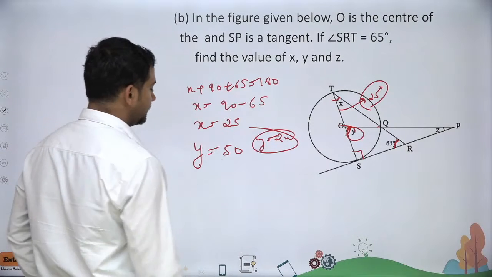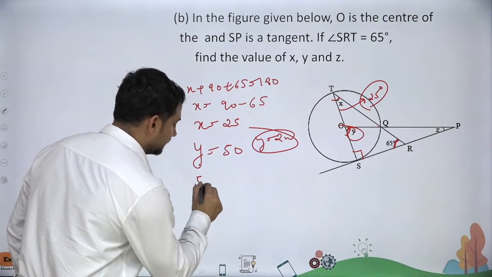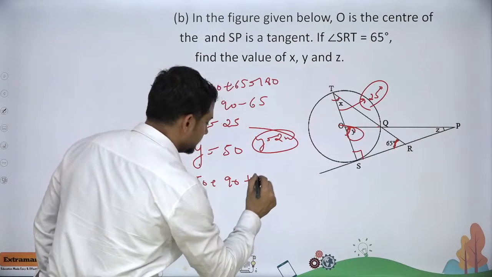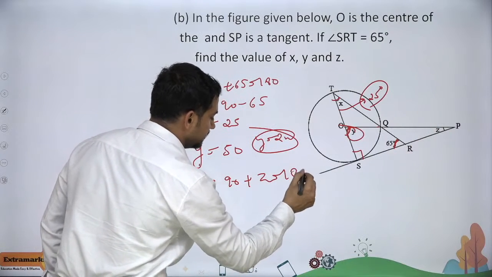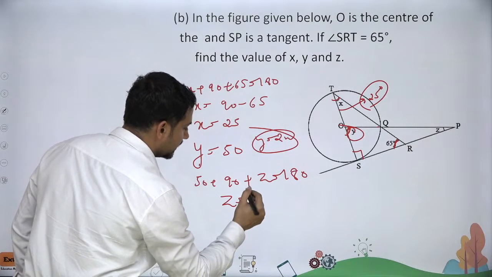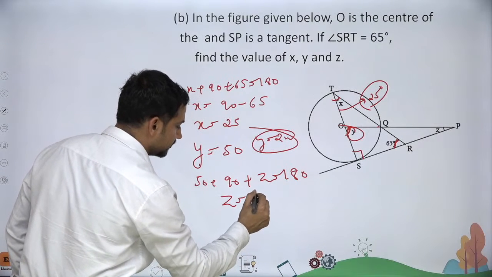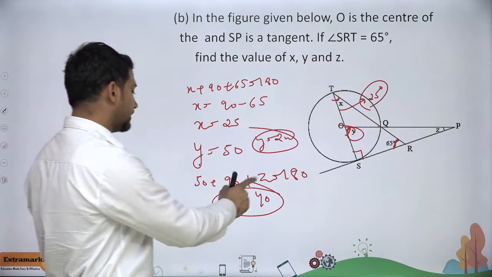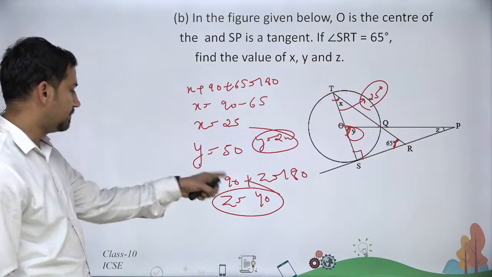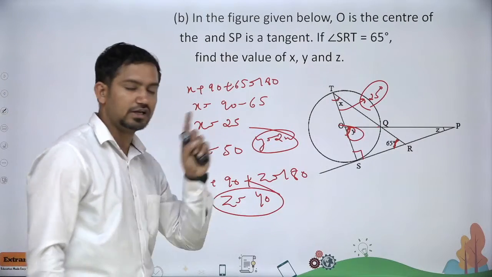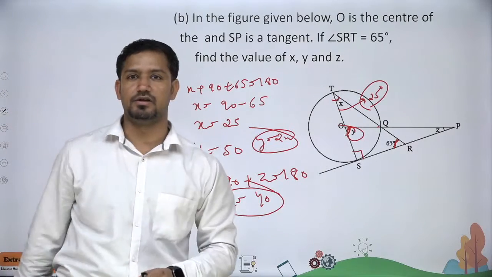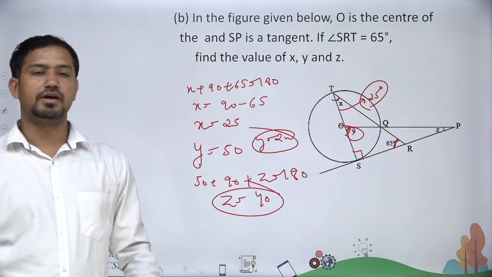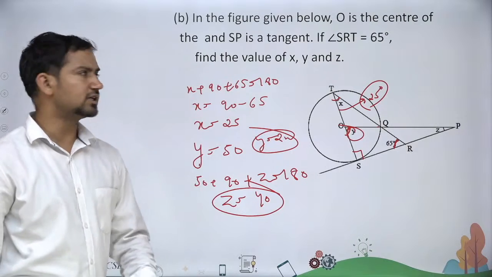Now if one angle is 50 and this angle is 90 degrees, then this plus z is equal to 180 degrees. Now what is the value of z? 180 minus 90 minus 50 is equal to 40 degrees. Then z should be equal to 40 degrees. Okay, see, 90 plus 50 is 140, and 180 minus 140 is equal to 40 degrees. Any doubt? Is it clear to everyone? Yes, it's clear. Okay, now come to the next one.